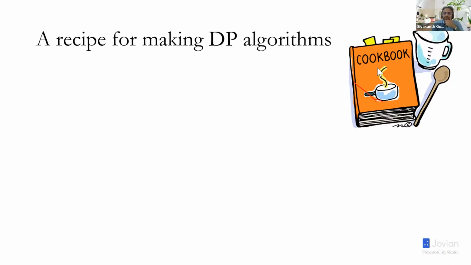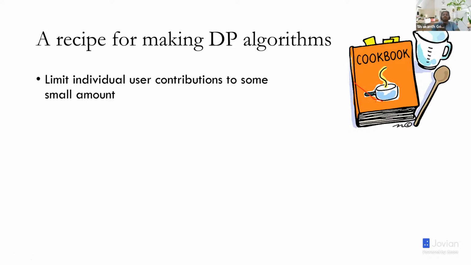So let me tell you a little recipe for how to make a differentially private algorithm. It's sort of a cookbook for DP algorithms. It's actually pretty simple. There are complicated algorithms, but in most use cases, the algorithm is very simple. First, you limit individual user contributions to some small amount. You say that nobody should try to influence my algorithm too much, so you limit it in some way. And then the really key part is to add noise to mask individual user contributions. Without adding noise, you can never make anything differentially private.